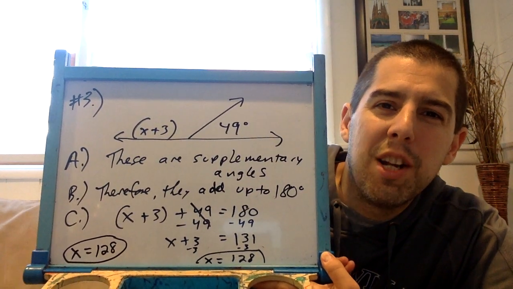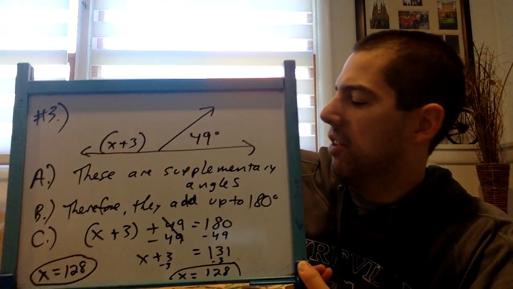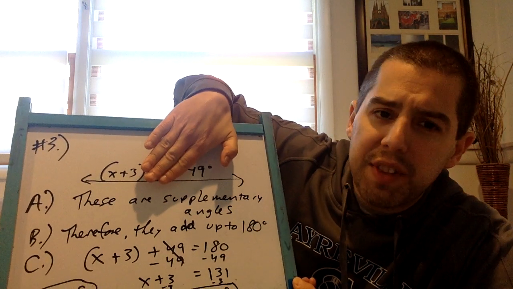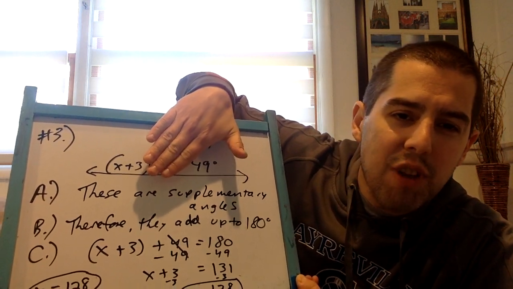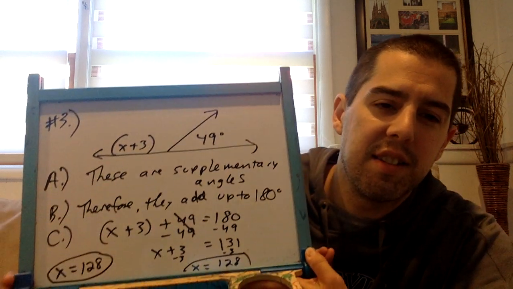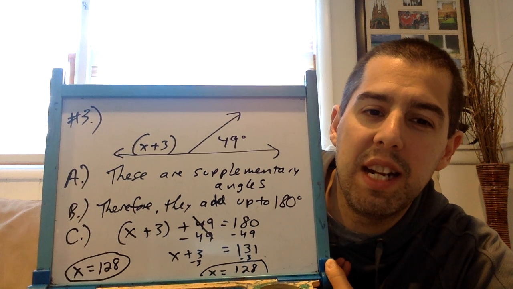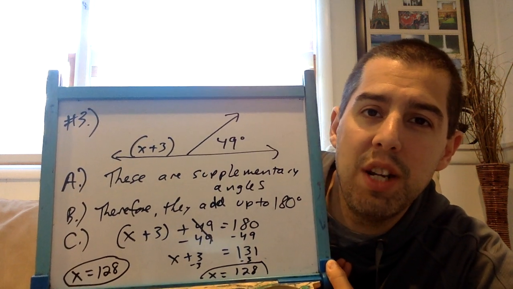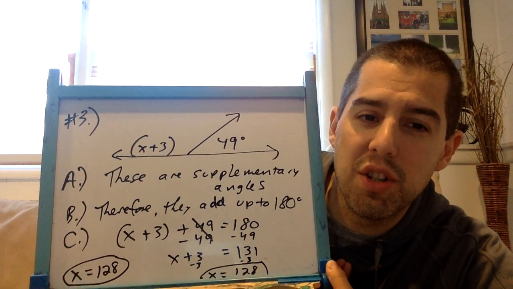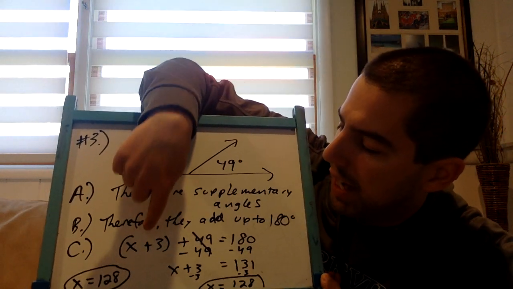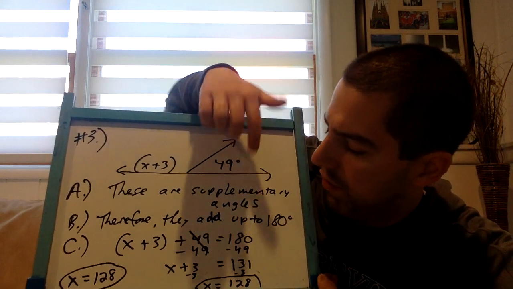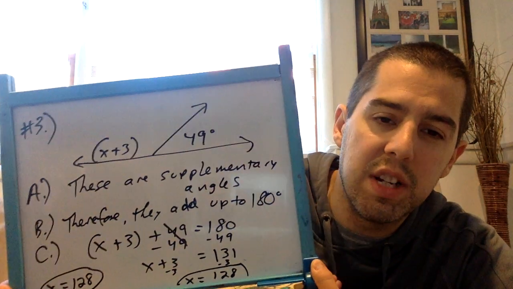Number 3 is an example of supplementary angles. I know because if I blocked off that line, I would see a straight angle, 180 degrees. Since they're supplementary angles, they must add up to 180 degrees. So I wrote an algebraic equation, where I took the one angle, x plus 3, plus the other angle, 49, and I set it equal to 180 degrees.